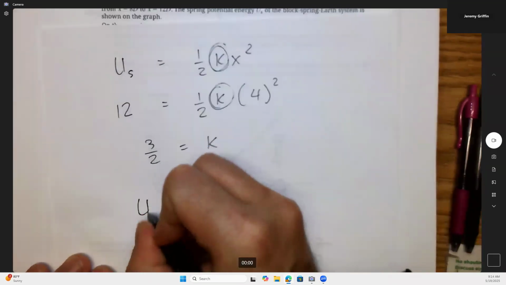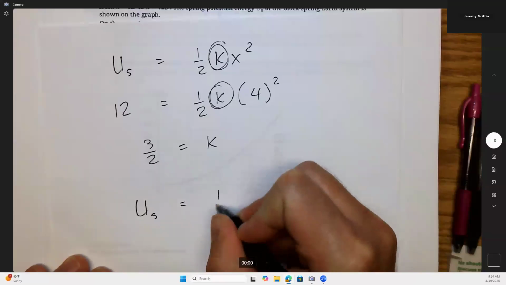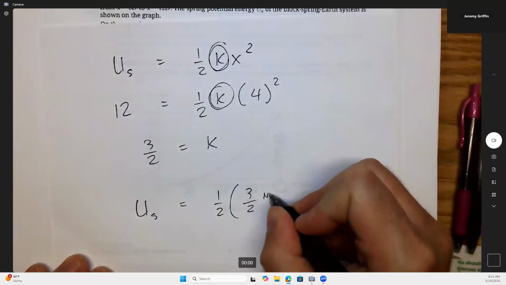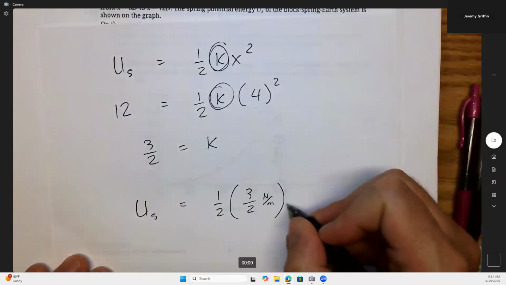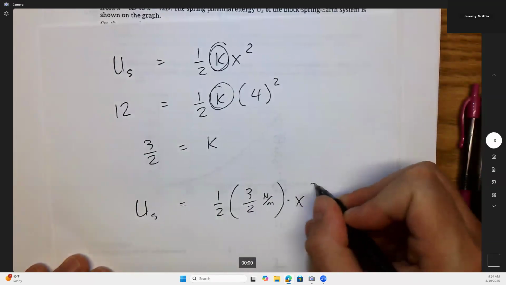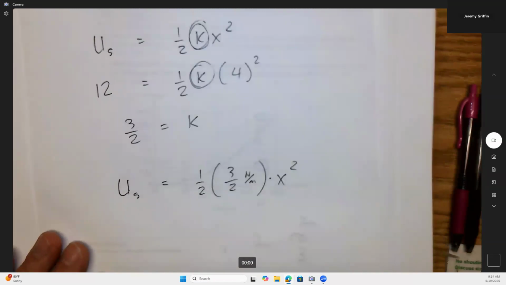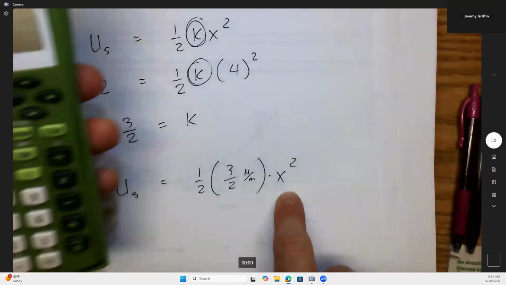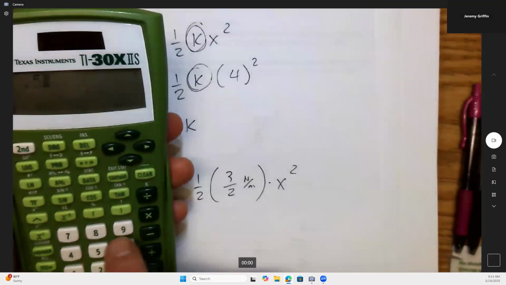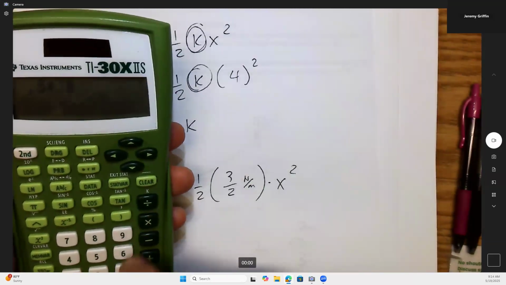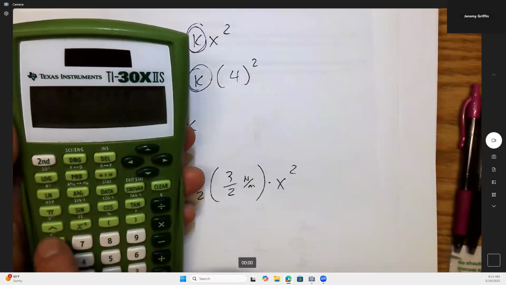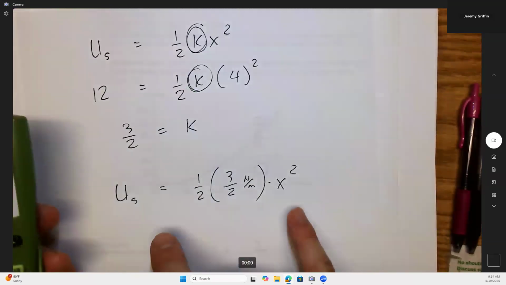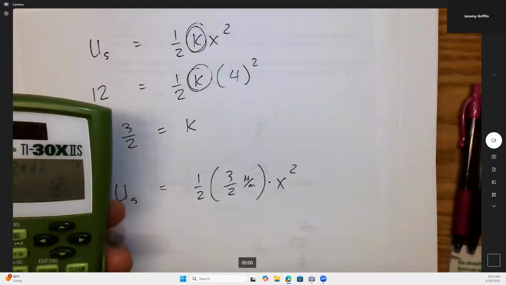But that gives you this equation. Spring energy is 1/2, it'd be 3/2, newton per meter, whatever the unit is, times x squared. That's the equation. Let's make sure this works. If you plug in 4 for x, what's 1/2 times 3/2 times 4 squared? Yep, that gives you 12. If you plug in 4 for x, you get 12. If you plug in 0, you get 0. That's 2 points on the parabola.